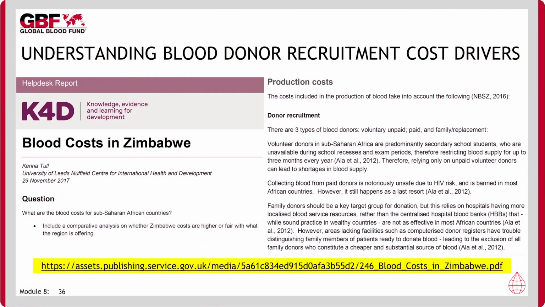Blood donor recruitment costs, together with all other expenses in the blood establishment, contribute to the overall cost of a unit of blood. Extensive evidence on cost has been documented by Karina Tal under the K4D project. Depending on which of the 3 types of blood donor we're dealing with, that is, voluntary unpaid, paid, and family replacement, the recruitment drive cost will differ and hence have to be budgeted for accordingly.